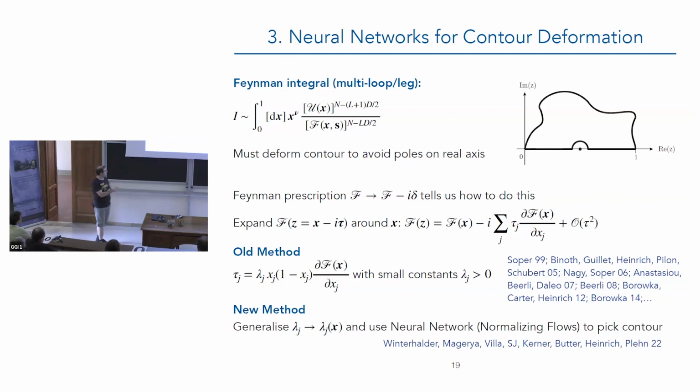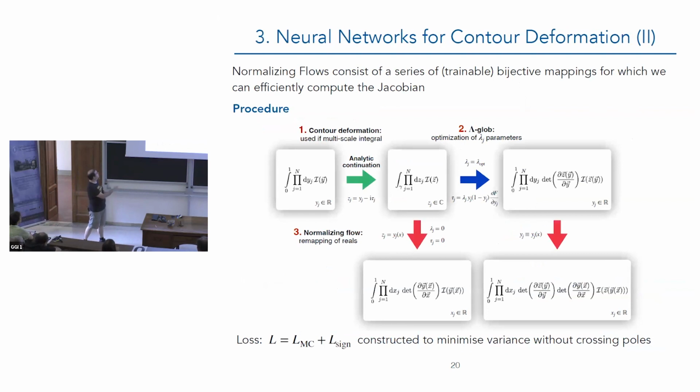To pick a suitable function, we tried using neural networks with Ramon Winterhalter, in particular normalizing flows, to pick the contour. The idea, roughly, is that these normalizing flows consist of a series of trainable mappings, for which we can efficiently compute the Jacobian, which is exactly what we need if we're going to use this as a change of variables. You try to train these normalizing flows such that you minimize your Monte Carlo error whilst still not crossing poles of your integration.